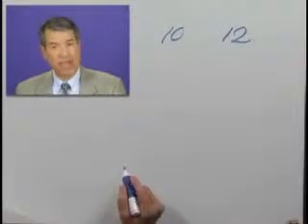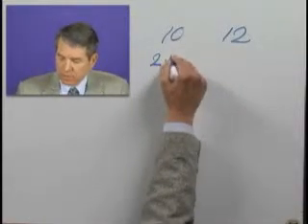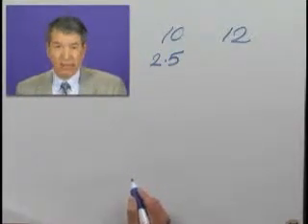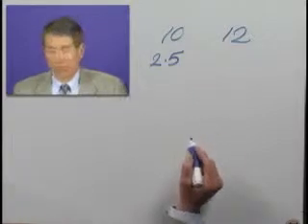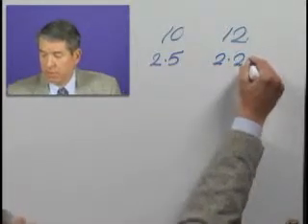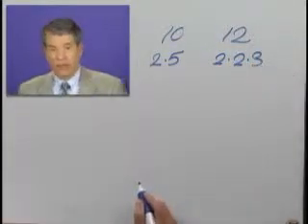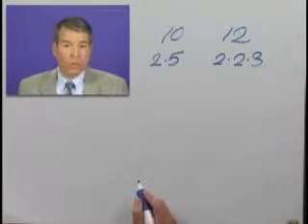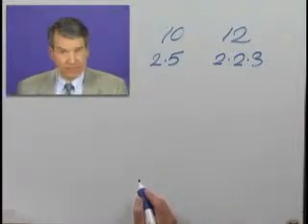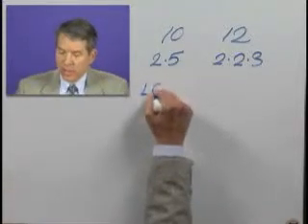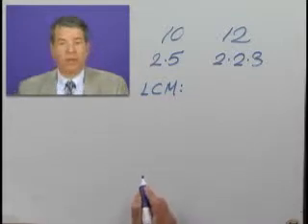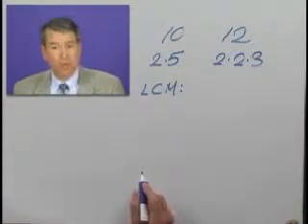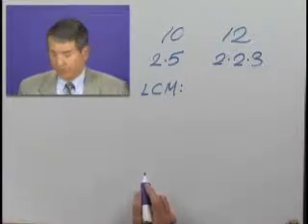Check out the factors of 10. The factors of 10 are 2 and 5, and they have to be in any common multiple. The factors of 12, 2, 2 and 3, those factors have to be in any common multiple. However, we don't want to repeat any factors unnecessarily. The least common multiple will have just enough factors of each kind to include both 10 and 12 as factors.